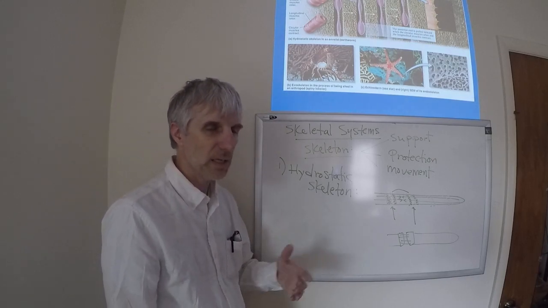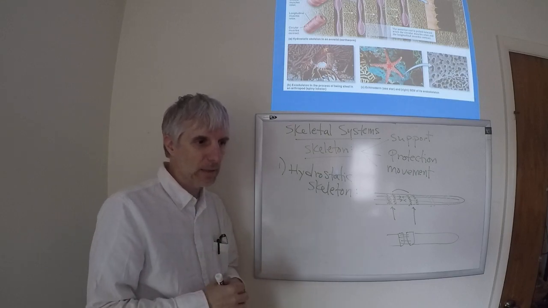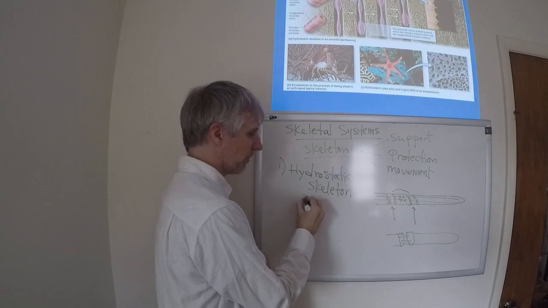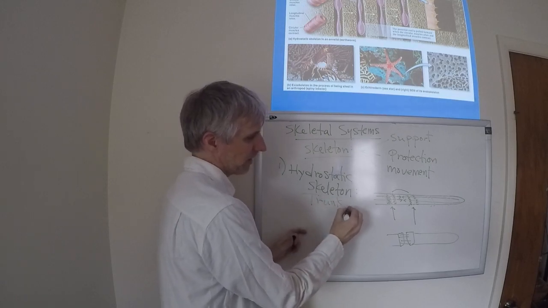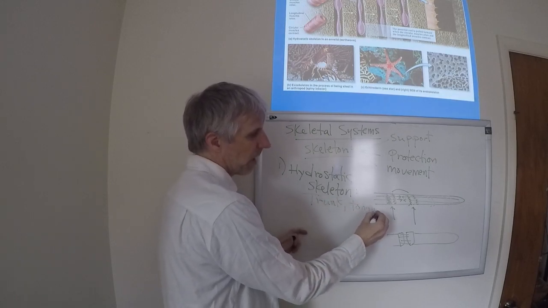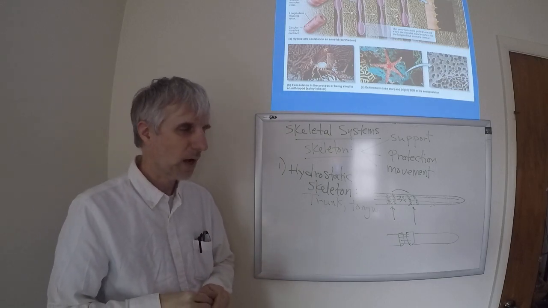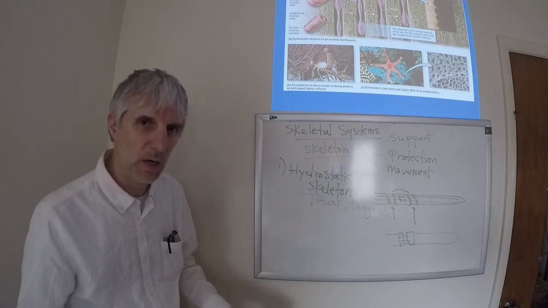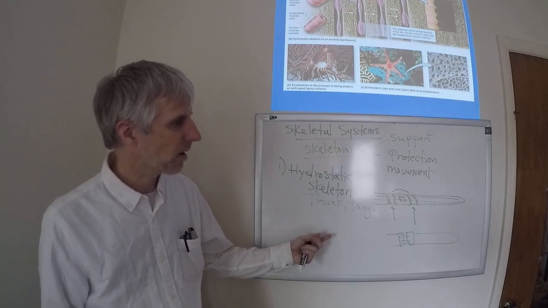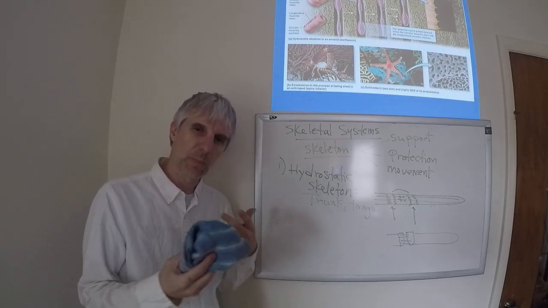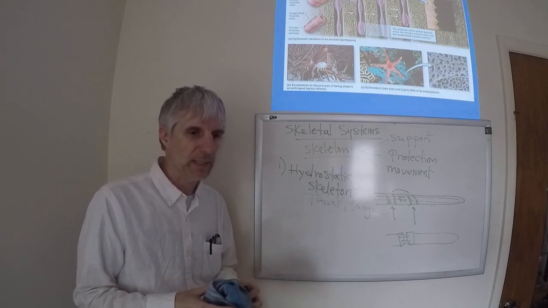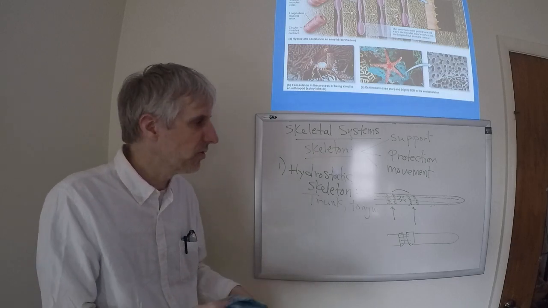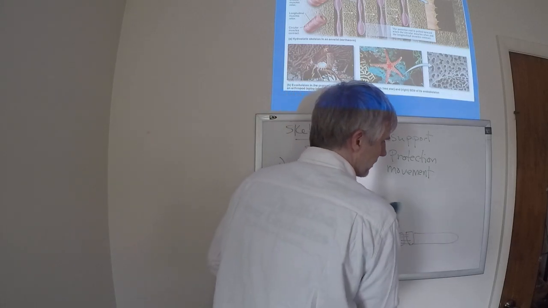Now, hydrostatic skeletons, phylum Annelida, things like earthworms, but the trunk of an elephant and your tongue are also hydrostatic skeletons. There are no bones in your tongue, right? There's no cartilage in your tongue. What's there are a bunch of compartments that can be put under pressure by contracting different muscle groups, and that allows the tongue to be moved in different directions. Okay?